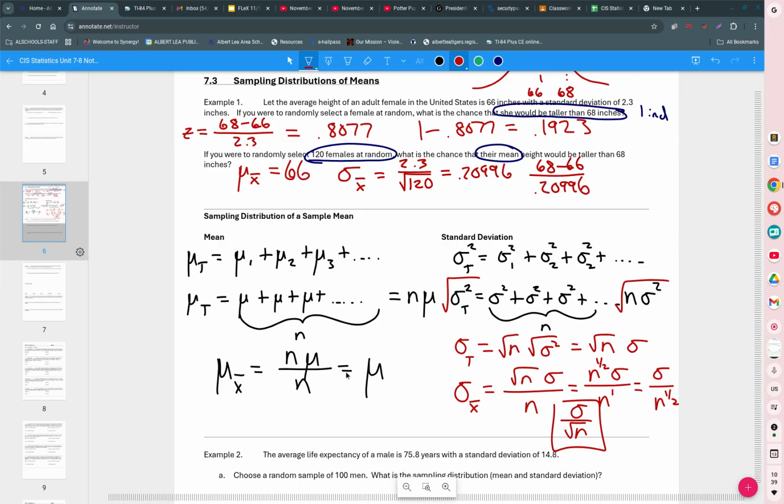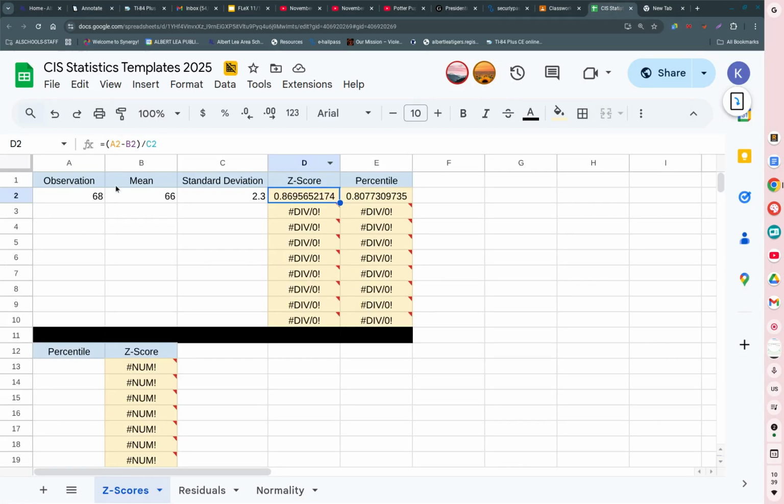I'm going to go ahead and grab my information here. Notice how those other numbers are the same. And what did we have, Lily? 0.20996? Yeah. Look at our z-score and look at our percentile. Talk to the person next to you. What does that mean about this problem? Go, talk.